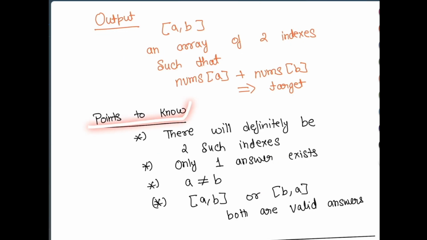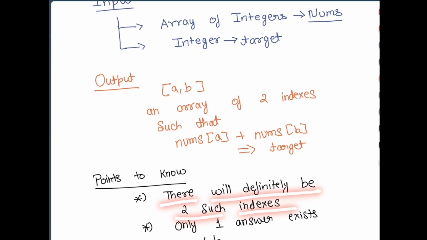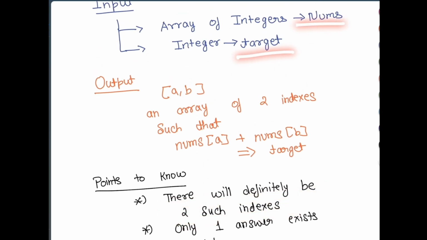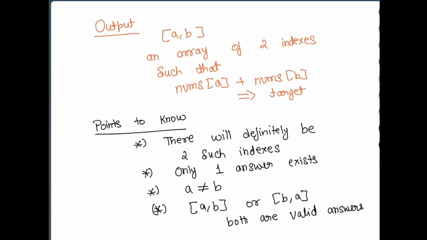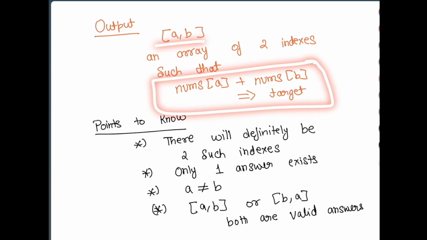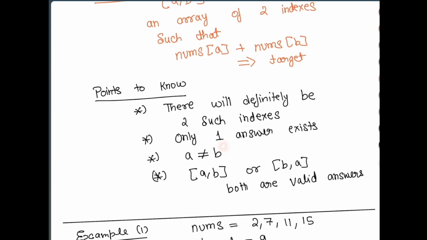Now there are some points which we should know. Those are, there will definitely be two such indexes. Whatever the input is and whatever the target is, the input is made in such a way that there will always be an answer. That is, there will always be two such indexes such that nums of A plus nums of B will be equal to the target. Second point is only one answer exists. That is, there is only one pair of indexes A and B such that this formula is going to be true. The third point, which is very important, is that A should not be equal to B.